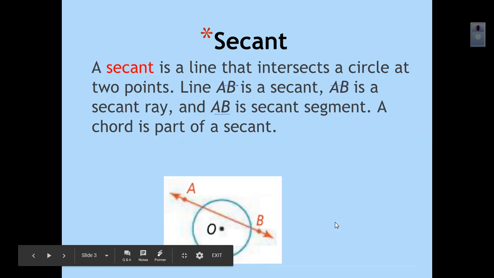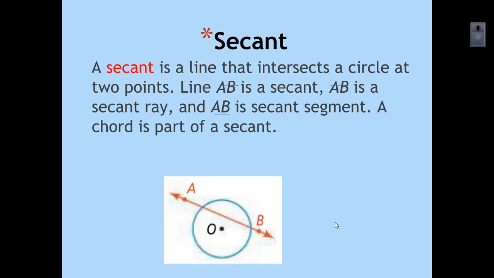Now, a term that I mentioned a second ago was a secant. A secant is a line that intersects a circle at 2 points. So a chord is part of a secant. So line AB is a secant. We have a secant ray. We could also have a secant segment here. And a chord is part of a secant.